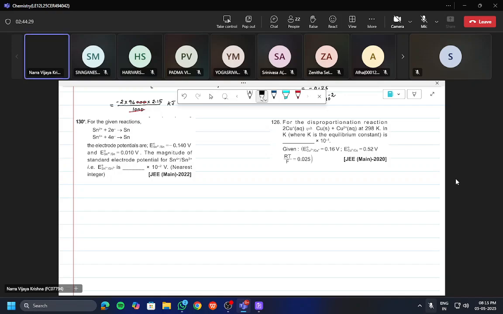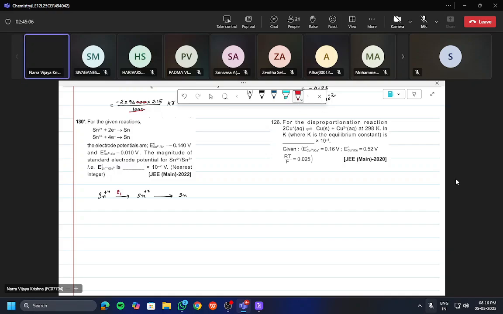How to solve this? First, I am constructing a Latimer diagram. Observe the Latimer diagram: Sn+4 converted to Sn+2, converted to Sn. For converting +4 to +2, what is the potential? We need to calculate the +4 to +2 potential. This I don't know.